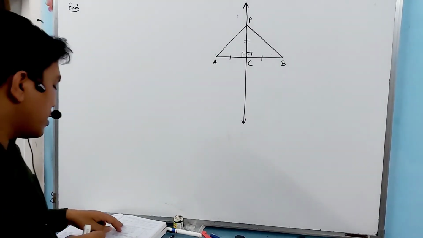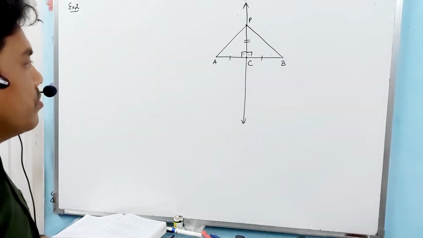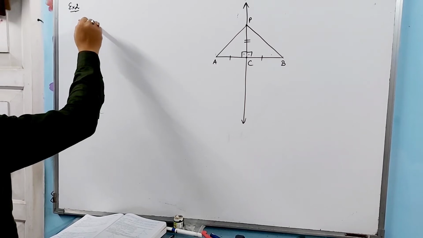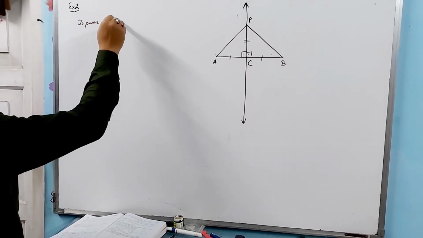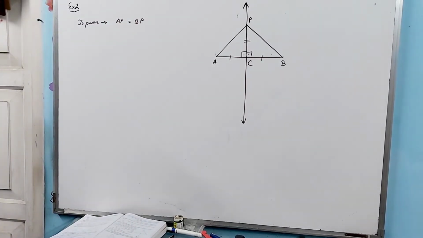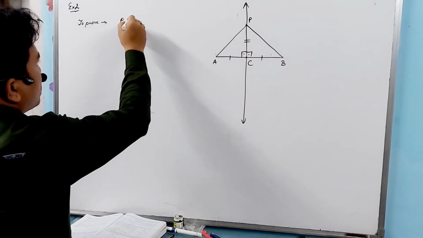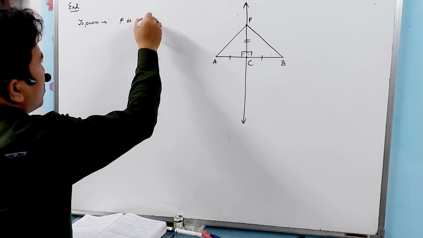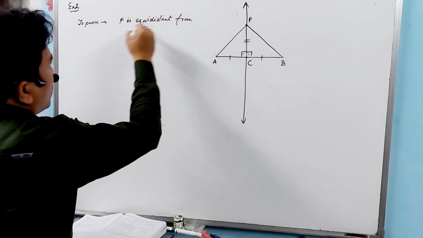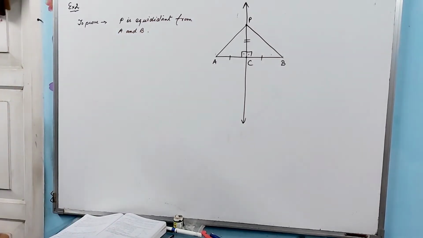Whatever is given in the book, you just write down as it is in the given condition. After that, what we have to do? We have to write in the to-prove section, you have to write AP equal to BP. Or we can write P is equidistant from A and B.